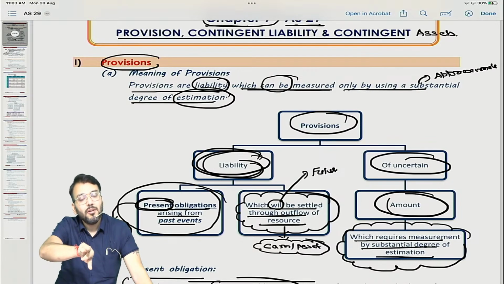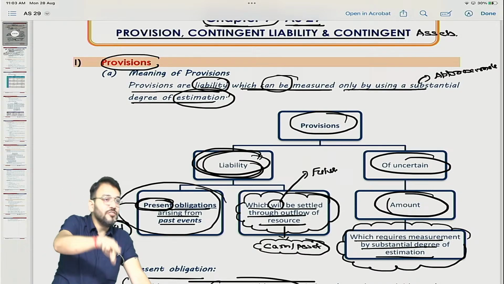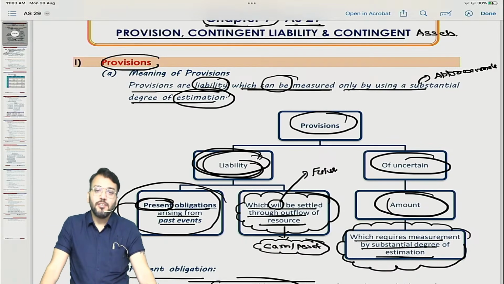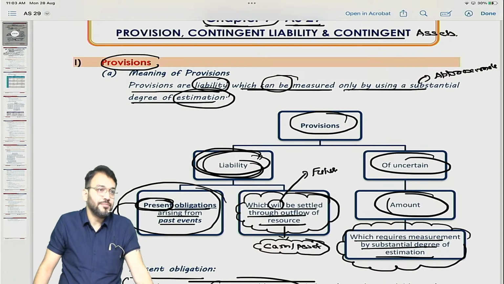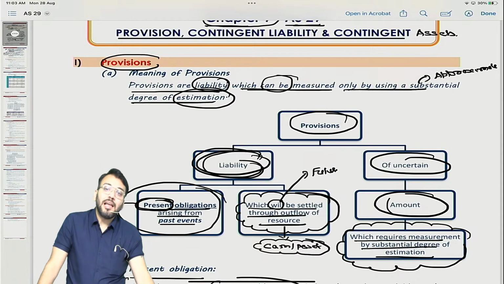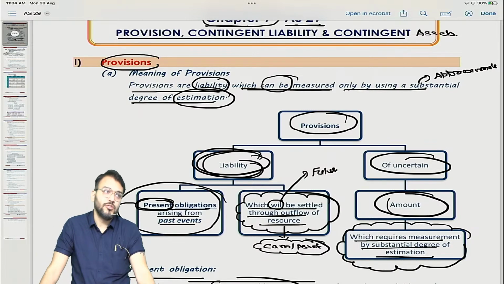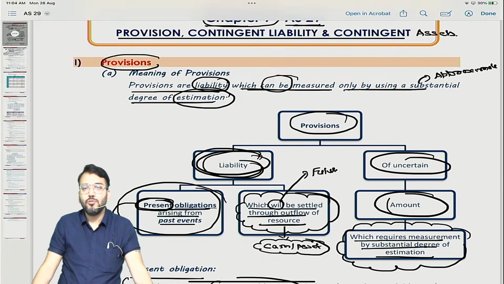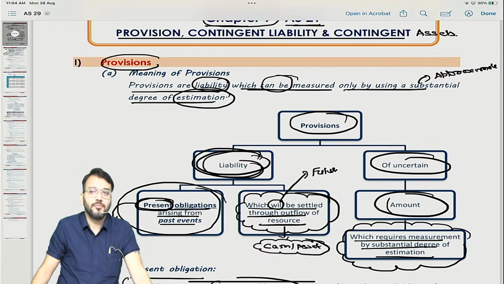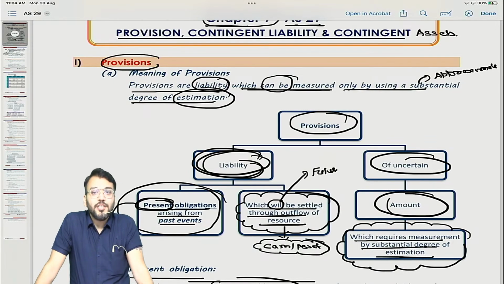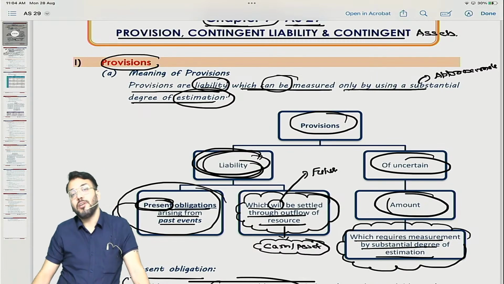So liability means what? It is for a certain amount, and if the amount is uncertain, it becomes provision. Because the amount is uncertain, we need to estimate, and therefore estimation is required. Correct? So sir, what is the meaning of liability? We discussed that liabilities are present obligation arising from past event which will be settled through outflow of resource. A resource here means what? Cash or any other asset. So we have understood that all obligations are also not liability. Only present obligations are liability. So what is the meaning of present obligation?